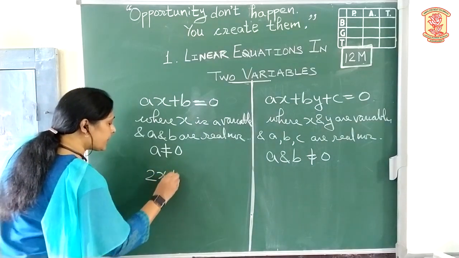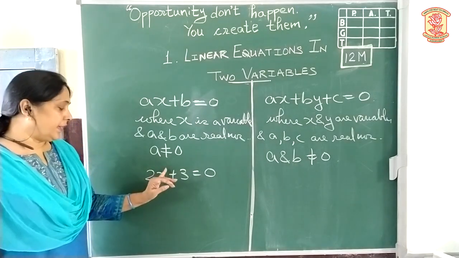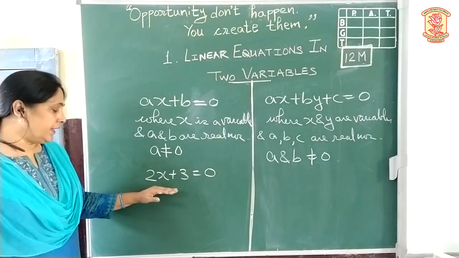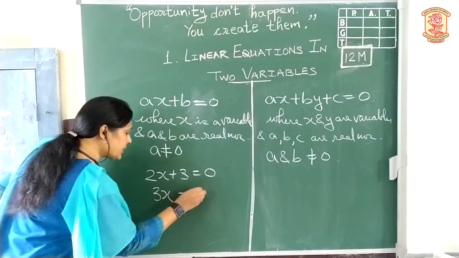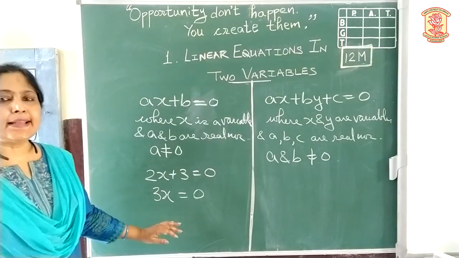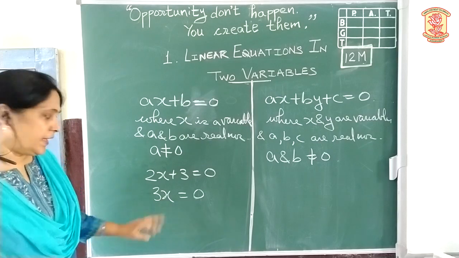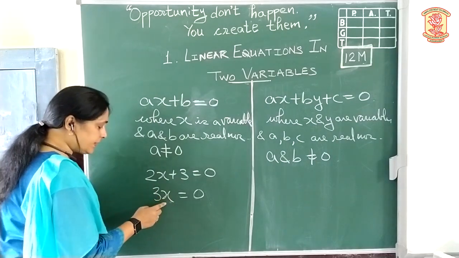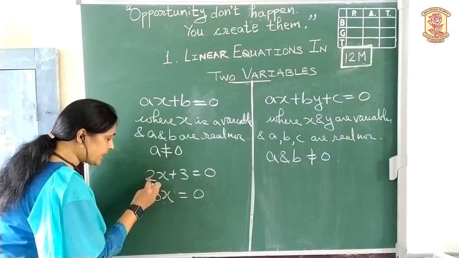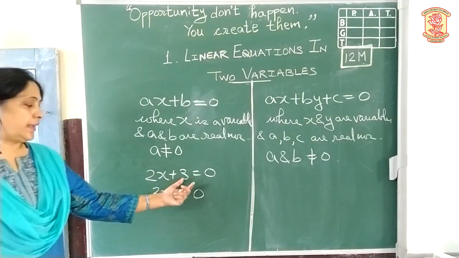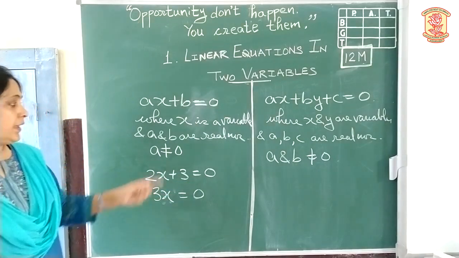Say here 2x plus 3 equals to 0. The variable used is 1, the degree is 1, and this is a linear equation in one variable. If we write 3x equals to 0, even this is a linear equation, though here b is missing, the value of a is not 0. So this is a linear equation in one variable. On the other hand, if this itself is missing, say if we are writing 3 which is not equal to 0, it doesn't remain a linear equation in one variable.